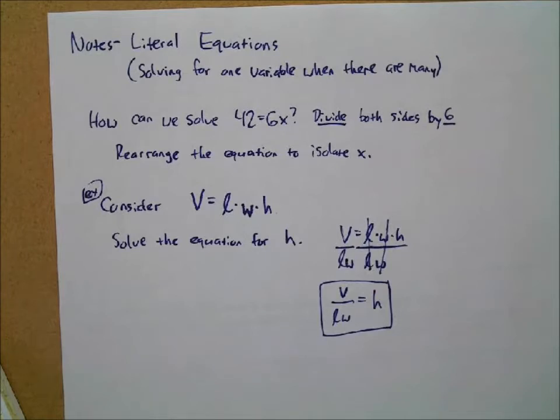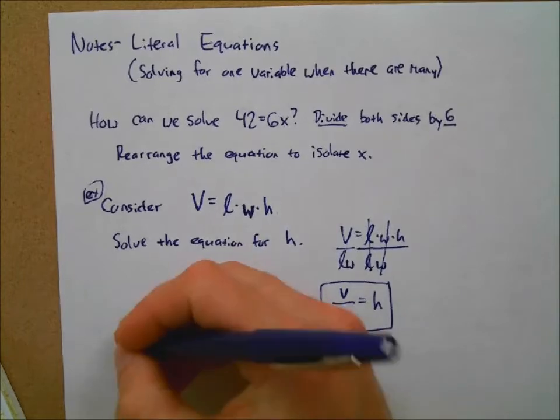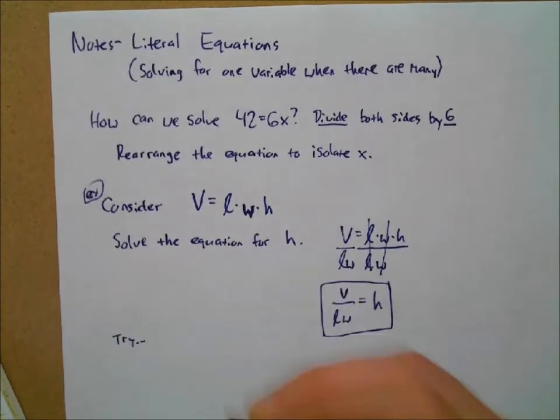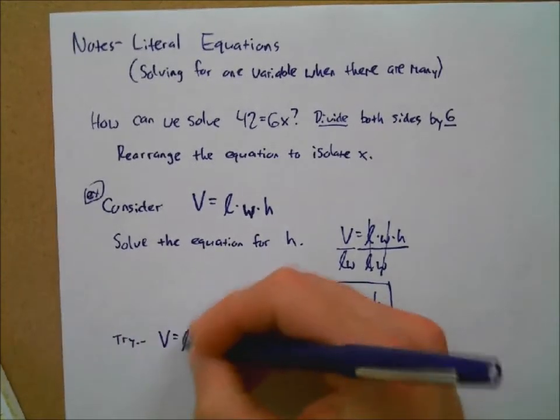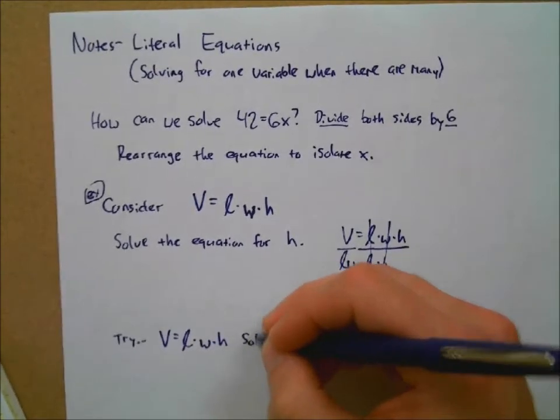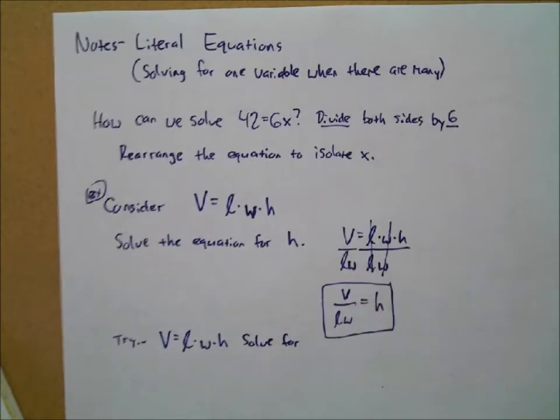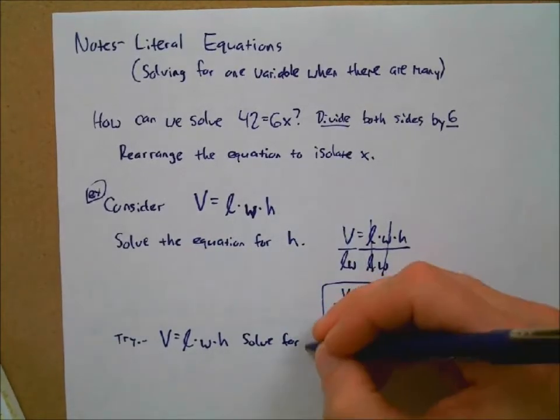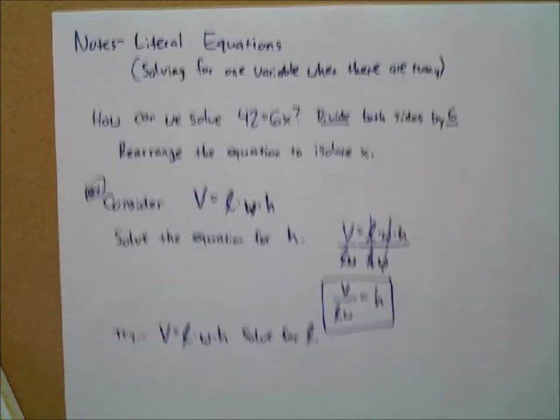All right. You guys try one here. You guys take V equals L times W times H and solve, not for H anymore, I want you to solve this one for L. Okay? So you guys try this one.